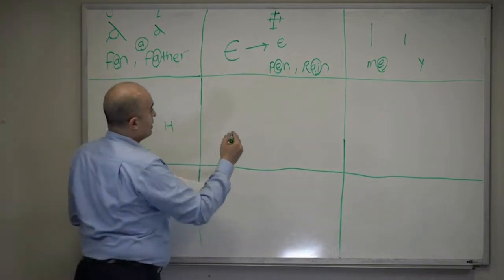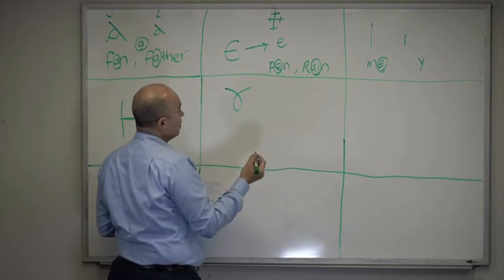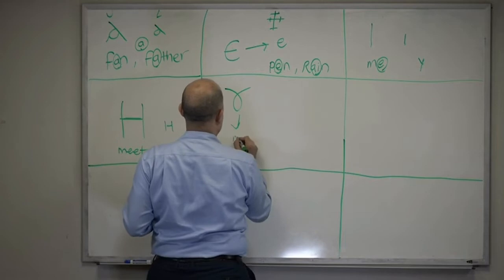And here's the third one that sounds exactly the same, which is the epsilon. When it comes alone, it's also pronounced the same way, like meat.